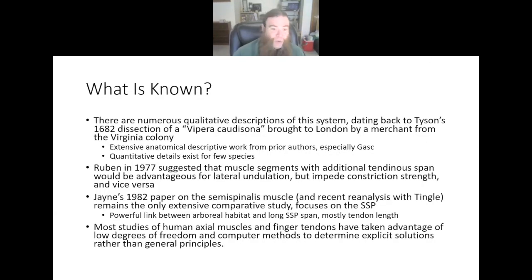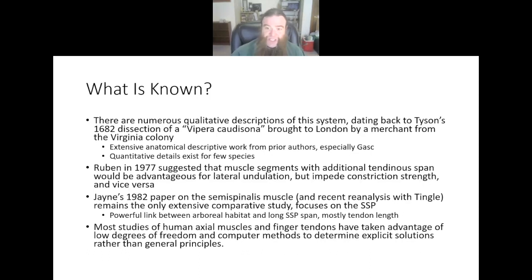So what's actually known? Well, people have been intrigued about this for a long time. The first note actually goes back to a dissection of Vipera caudisona, a rattlesnake brought to London from the New Virginia colony in 1682. There's been anatomical descriptive work from previous authors. Gasc published quite a lot of this. However, quantitative details exist only for a few species. So we don't have a huge wealth of knowledge of how these spans and tendon ratios differ among species.